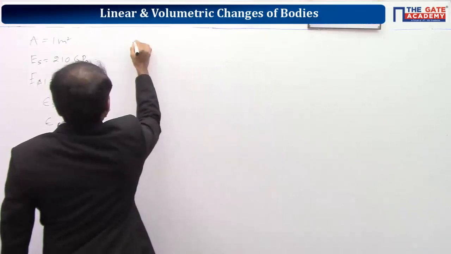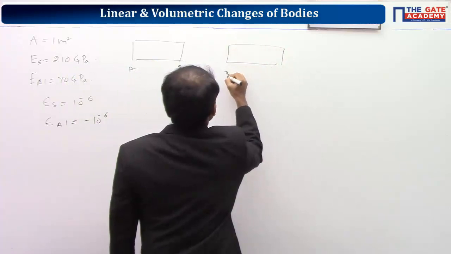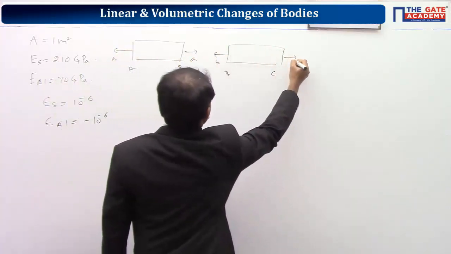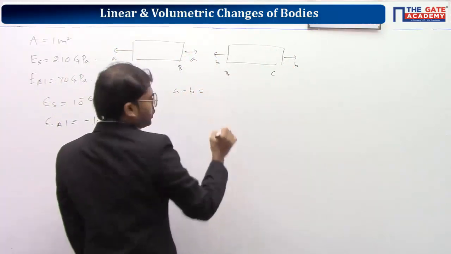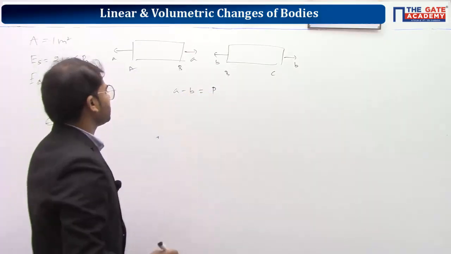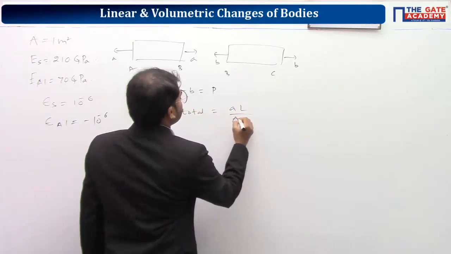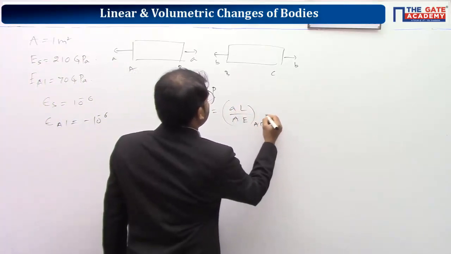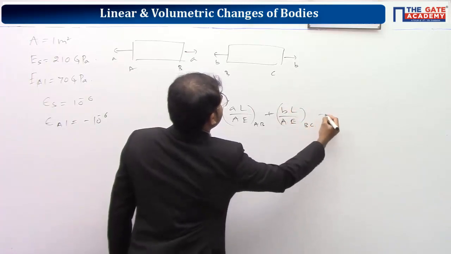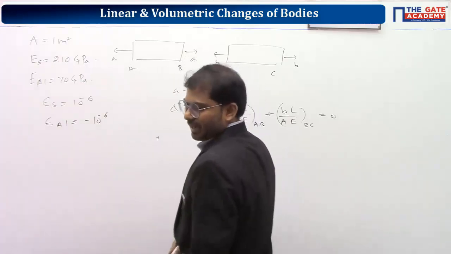If you take the diagrams separately, take this as AB and this as BC, with small a and small b. So A minus B is nothing but the applied force P. And here the net elongation is equal to 0. So delta total is equal to A into length by area into Young's modulus of the AB part plus B into length by area into Young's modulus of the BC part, which is equal to 0. So small a into the length of this part.